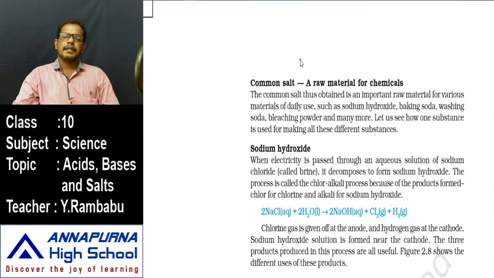What is sodium hydroxide? We are familiar with sodium hydroxide. The common name of this sodium hydroxide is caustic soda, and its chemical formula is NaOH. How is this sodium hydroxide prepared or produced? When electricity is passed through an aqueous solution of sodium chloride called brine solution, it decomposes to form sodium hydroxide.